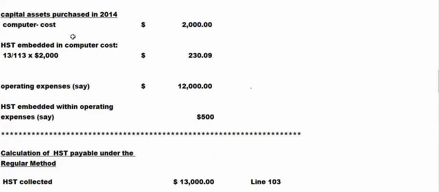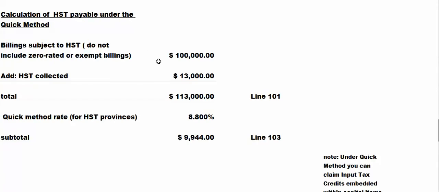To continue the example further, let's assume he bought a computer for $2,000 in 2014, and embedded in the cost of the computer was HST of about $230. Also operating expenses, typically there's not a lot of HST, but let's say there's $500 worth of HST in the operating expenses. Now here's how to calculate the HST payable under the quick method.